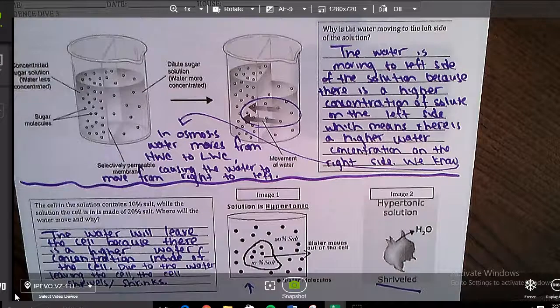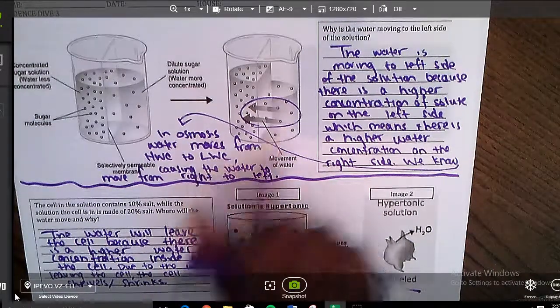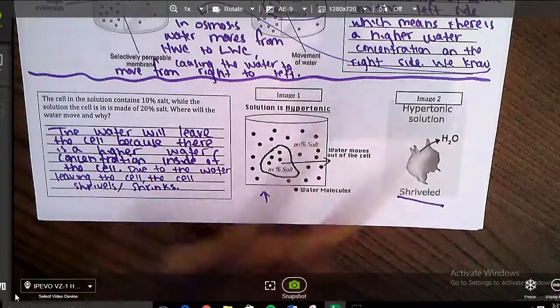All right, team, let's take a look at the answer. It says, why is the water moving to the left side of the solution? What Ms. Tucker wrote is that the water is moving to the left side of the solution because there is a higher concentration of solute on the left side, which means there is a higher water concentration on the right side. We know in osmosis, water moves from high water concentration to low water concentration, causing the water to move from right to left. If you have something that sounds like that, you can leave it. If you need to adjust your answer, go ahead and do that at this time.